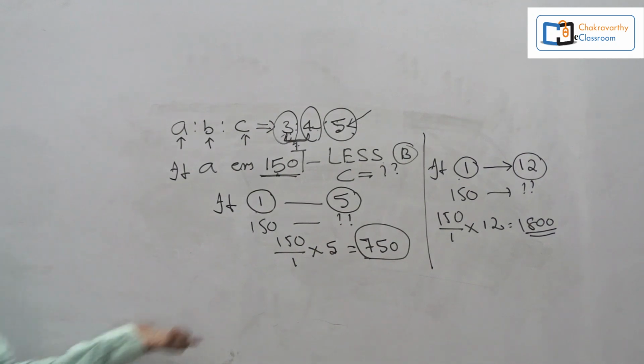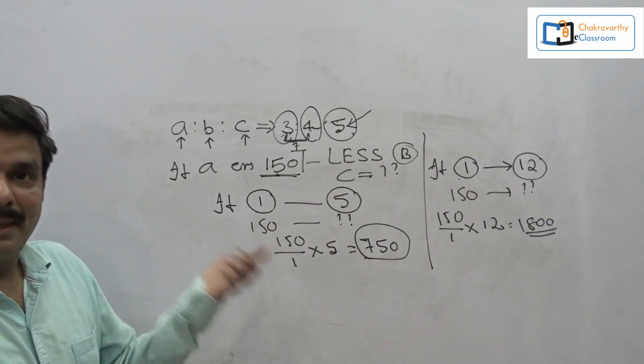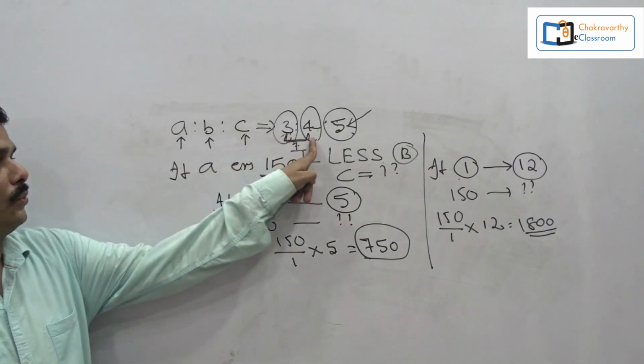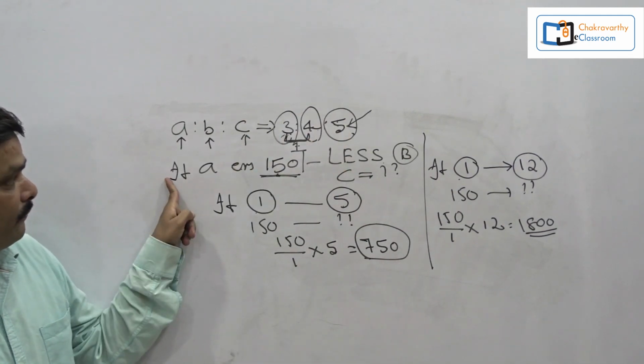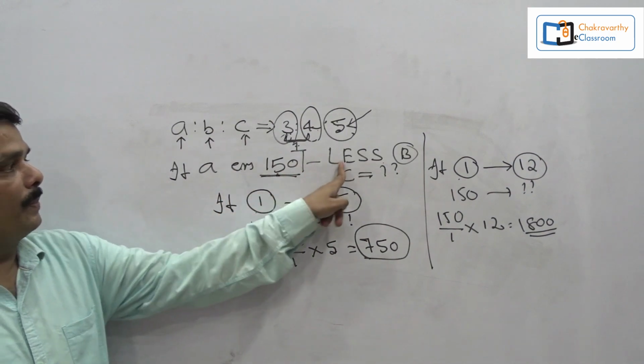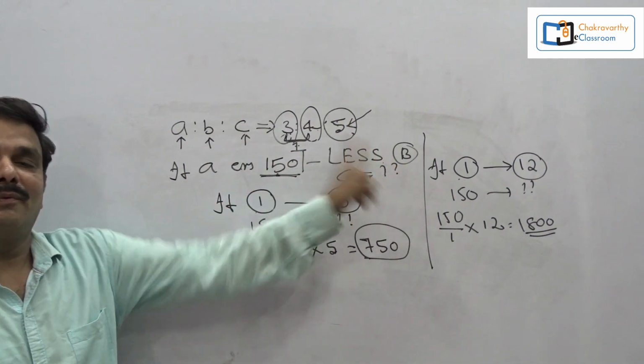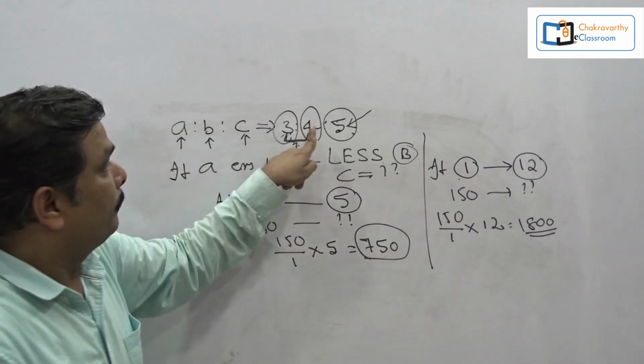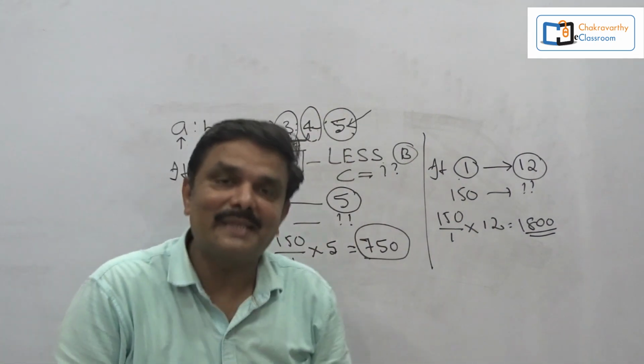If they ask in this way, for example, if the question is: ABC's income ratio is 3:4:5. If A earns 150 rupees less than that of B, what is the difference between B's and C's share, for example?